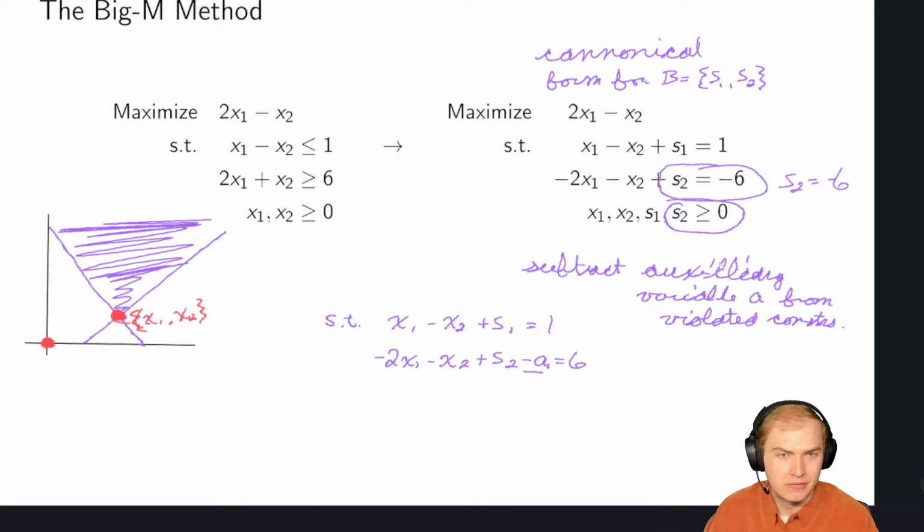Because we have plus 1 times all of our basic variables. So if you're in the canonical form, the constraint is only violated when there's a negative on the right-hand side. And to each of those constraints, we're going to add an auxiliary variable, or subtract an auxiliary variable.